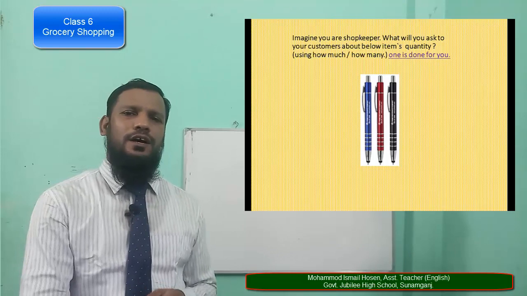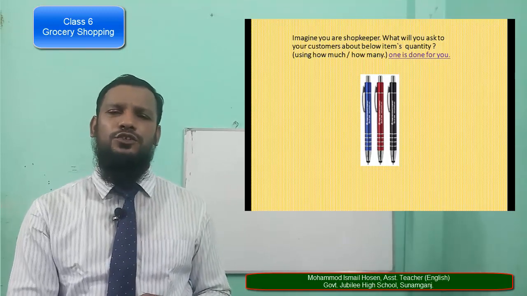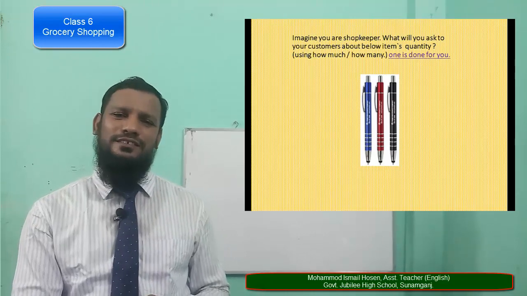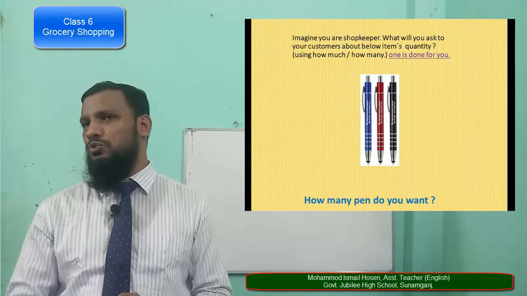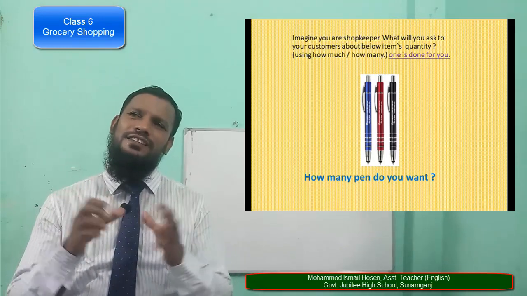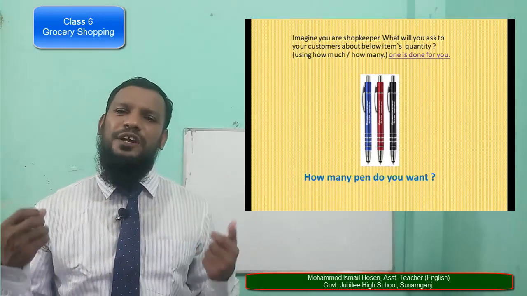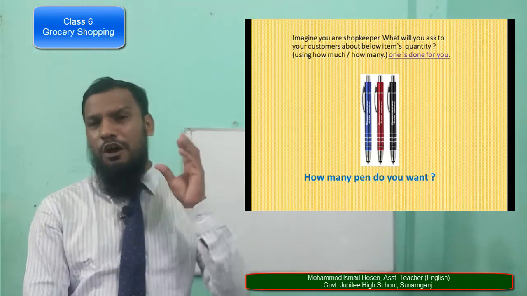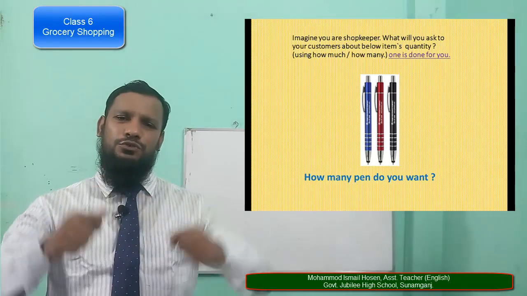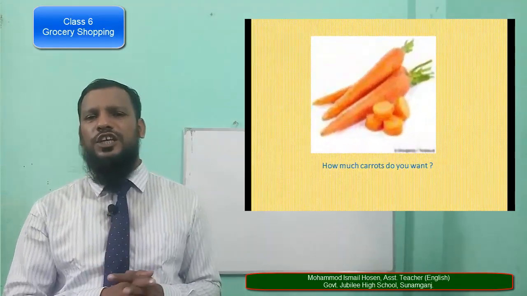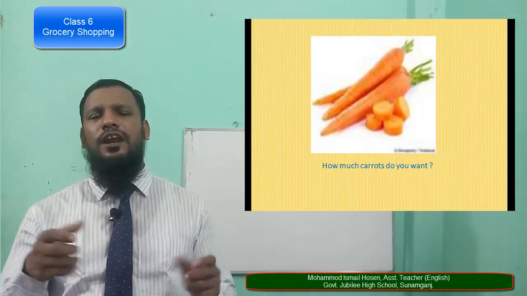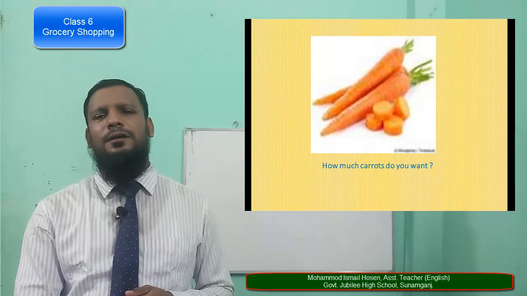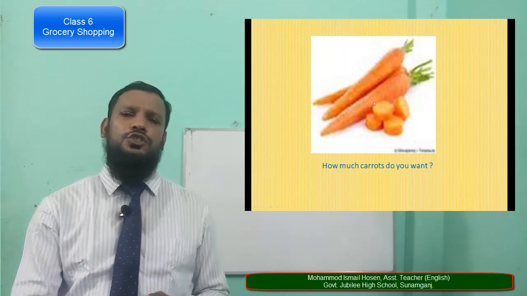Suppose someone has come here to buy some pens. What will you ask? How many pens do you want? Because pens are countable, that's why you will use how many. How many is used for countable nouns, which we can count. And how much carrots do you want? Carrots we don't count, that's why we'll ask how much carrots do you want.